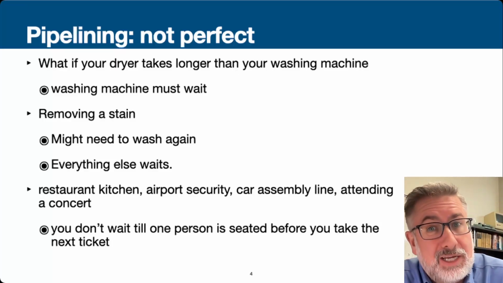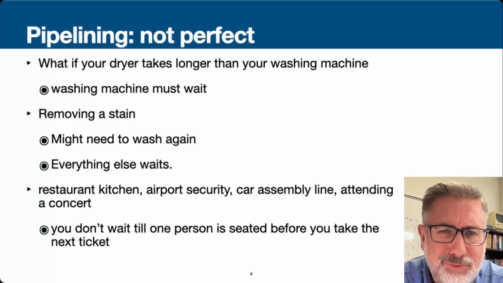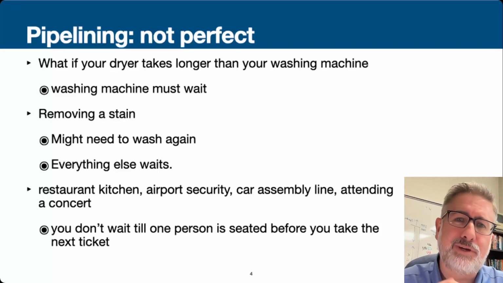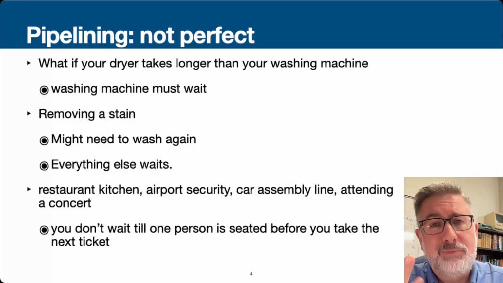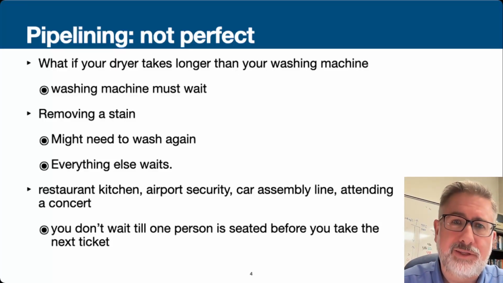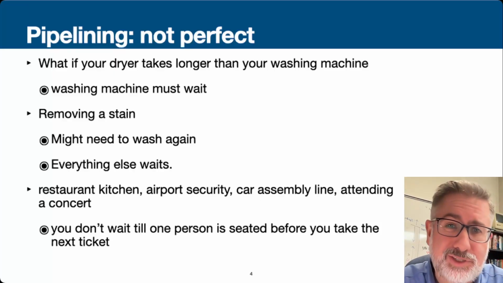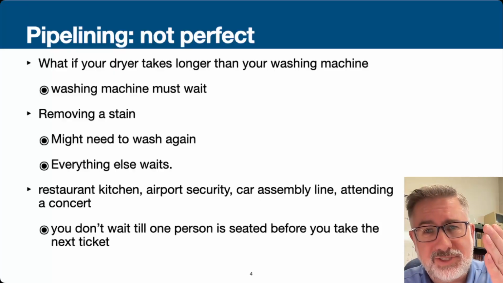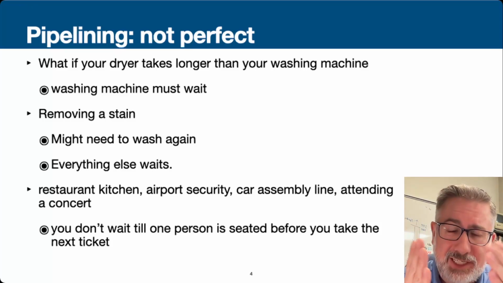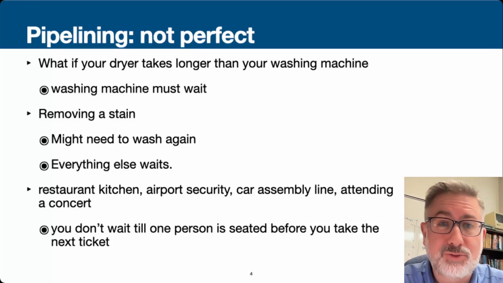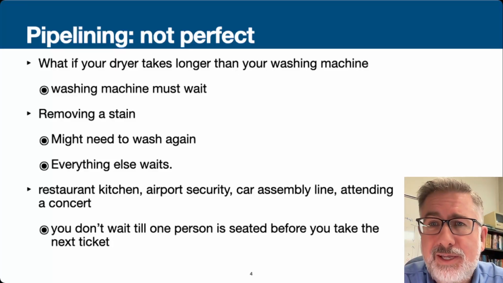The car assembly line is the classic example, but the other one is attending a concert, right? You have multiple things you do. You have to get in the door, and then you have to get your ticket scanned, and then maybe you put your coat in the coat check, and then you buy a beer, and then you go and sit down. You wouldn't wait till one person sits down before you let the next person through the door. All of these things happen in parallel. So it's a form of parallelization.